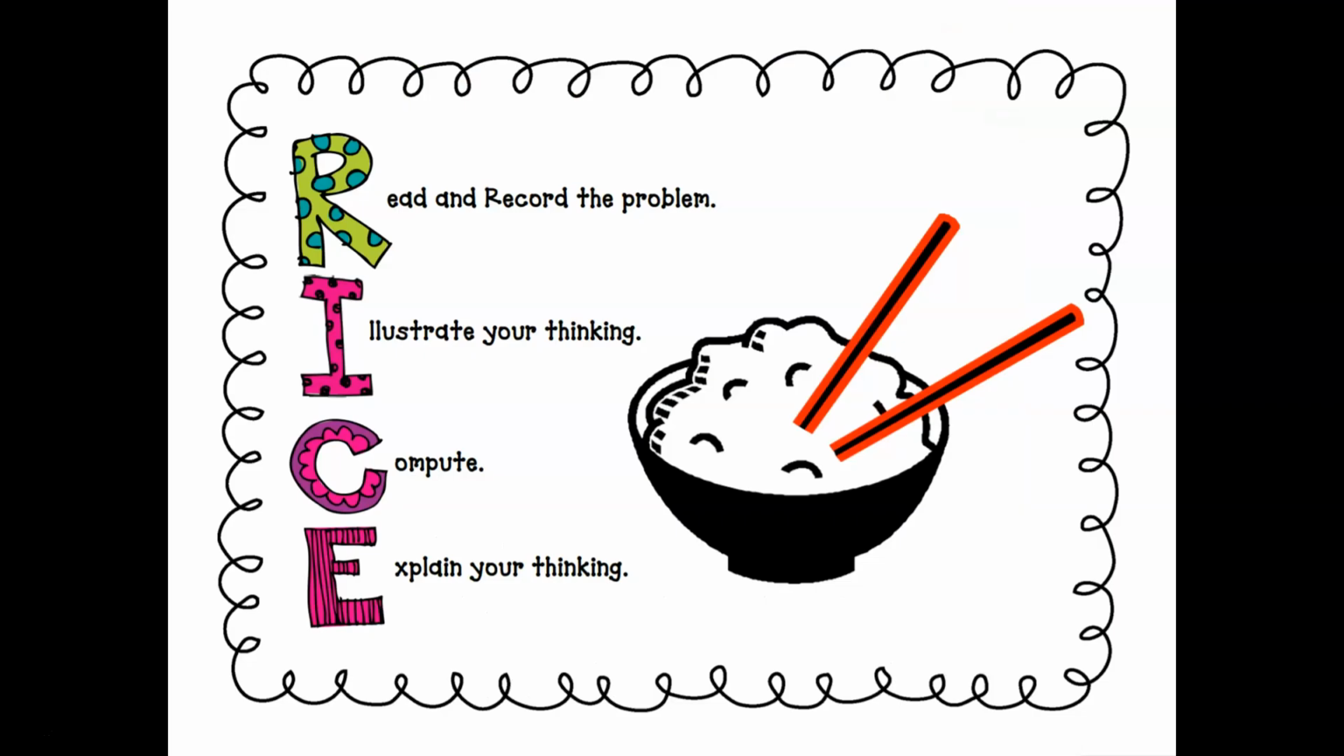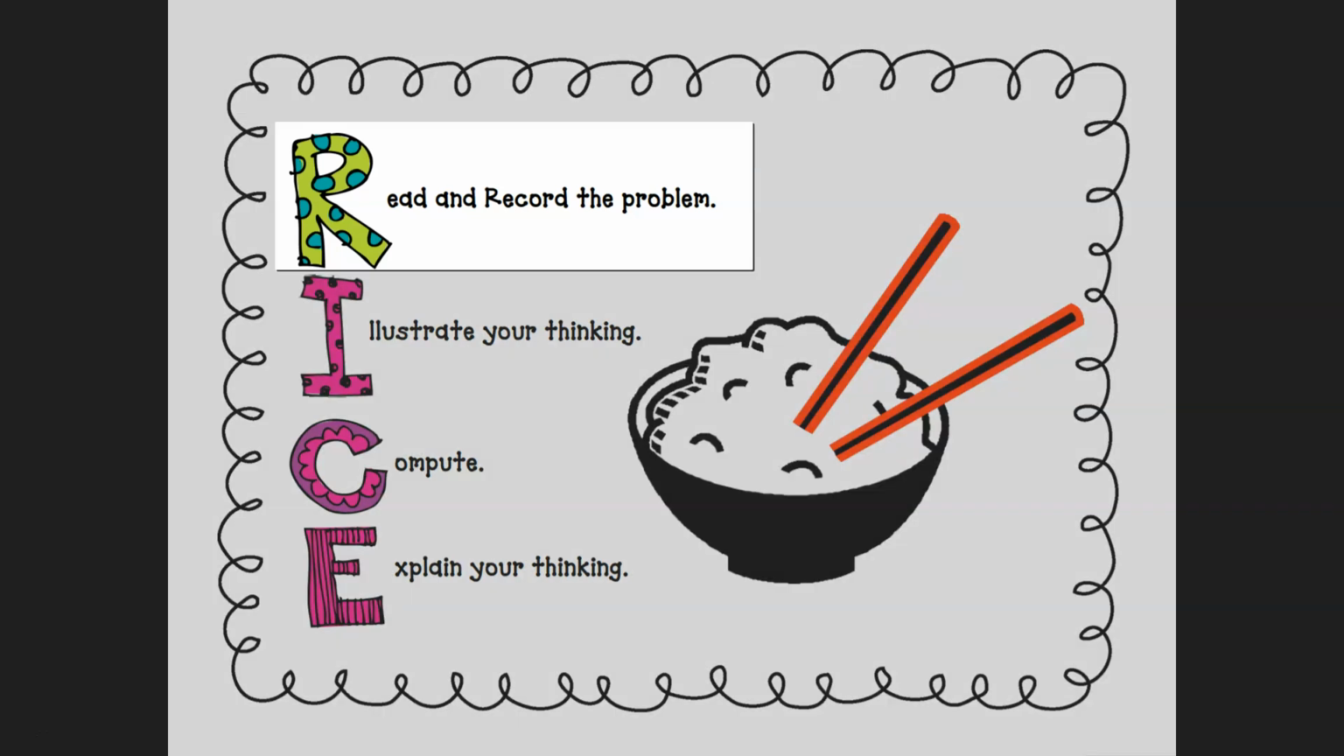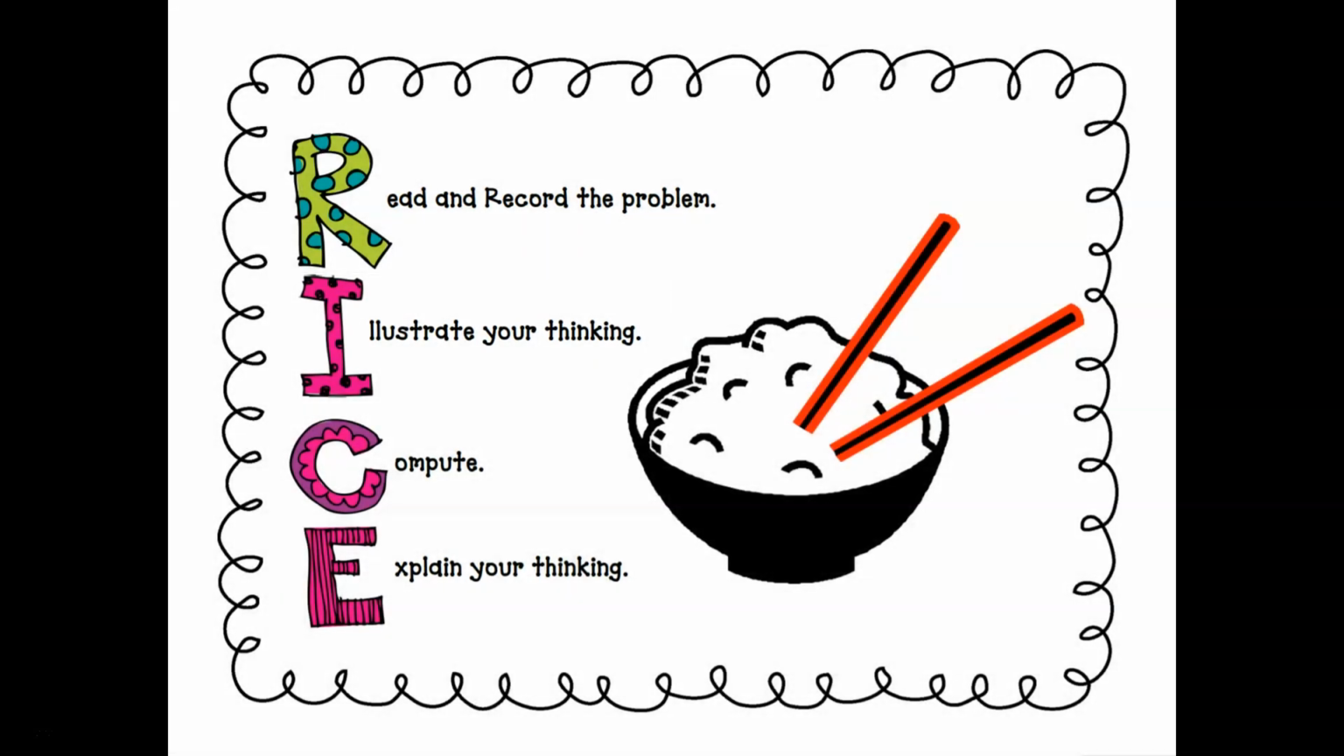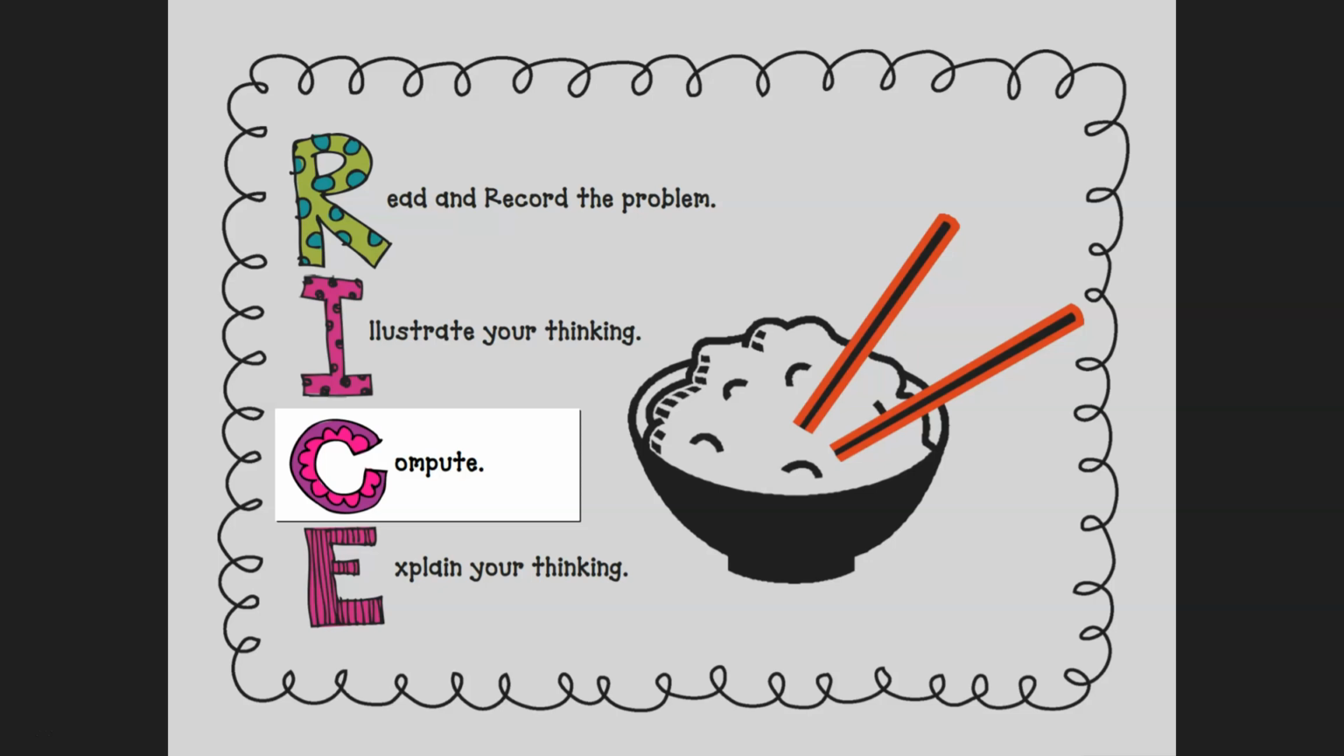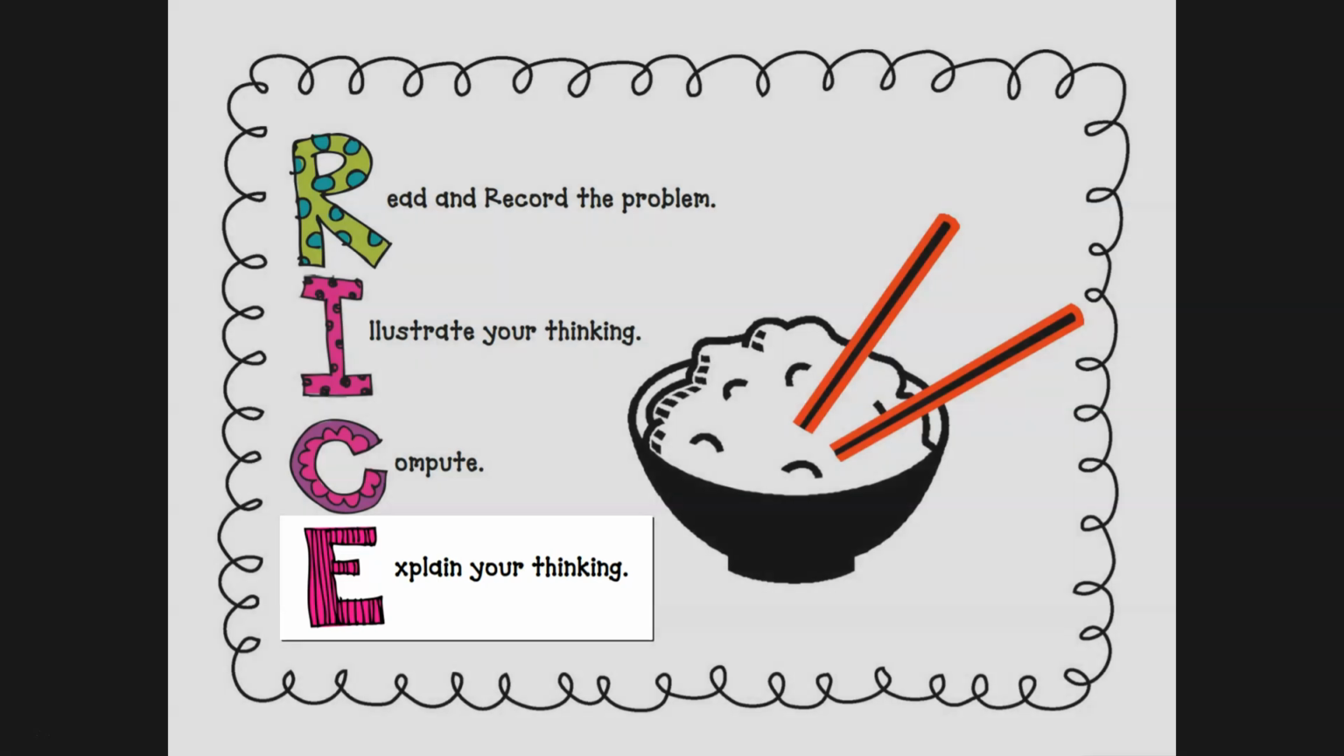I suggest that we use the RICE strategy to solve our word problems. I like food and I like being relaxed when I'm solving problems, so this is just the ticket. RICE. Read and record the problem. Illustrate your thinking. That means just draw it out. Compute. Well, that means calculate. Do all of the calculations you need carefully. And in the end, explain your thinking. Go back over what you've done and check, does it make sense?